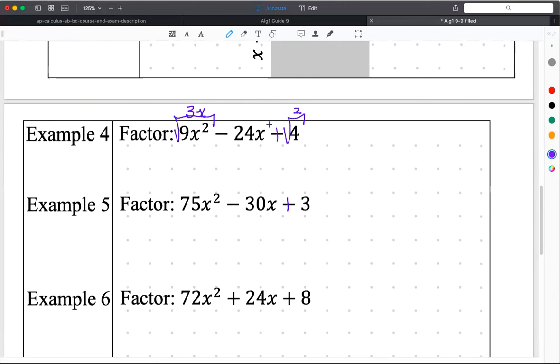2 times 3x is 6x. Oh my gosh, did I make another mistake? Yeah, I saw that. This should be a 12. Wow, I'm making way too many mistakes today. I guess I need to do this the night before instead of the morning of.